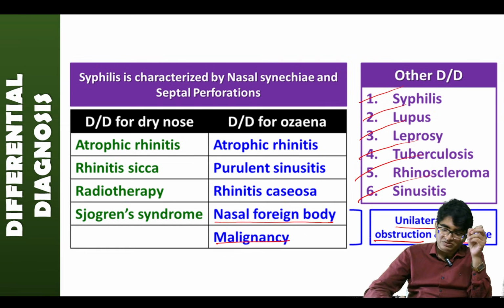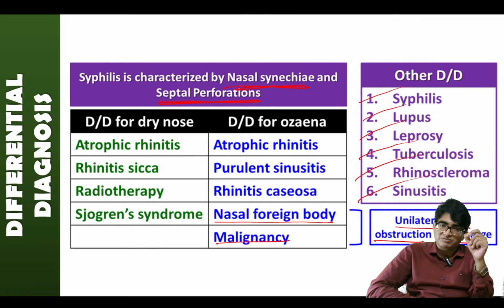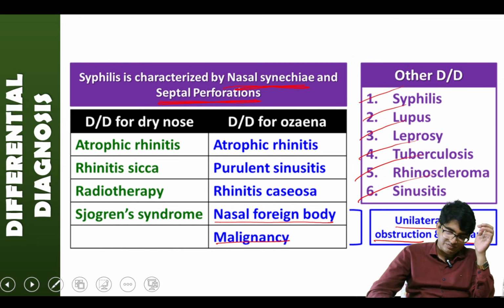In syphilis, you have to remember, there is not only crusting, there is not only foul smelling nasal discharge, there is not only dry nose. Along with all those findings, there will be nasal synechiae and septal perforations. These have to be given as keywords in the question. Correct? Okay.